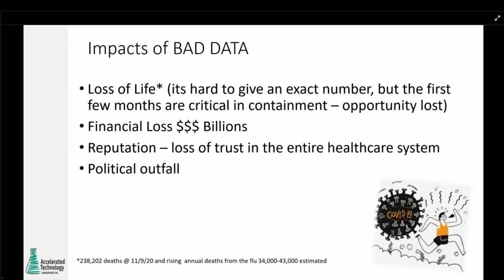First and most important, loss of life. In any outbreak, it's critical to identify those people who are infected from those who are not, and making sure you can isolate and quarantine them. Financial losses in the billions, political fallout, loss of reputation and loss of trust in the healthcare system. So it's really important to ensure that laboratories are testing, the testing is being communicated, and that the data that's being generated has high data integrity.